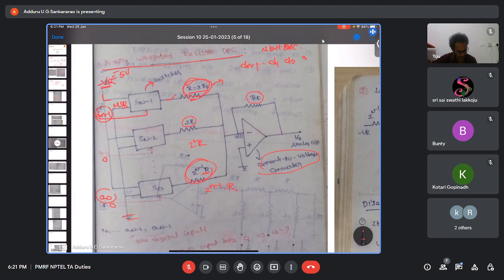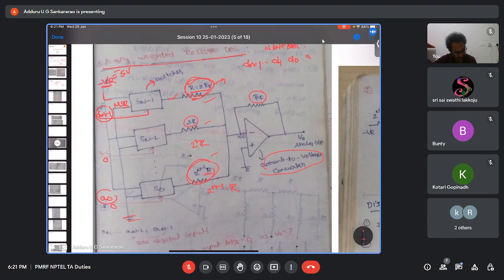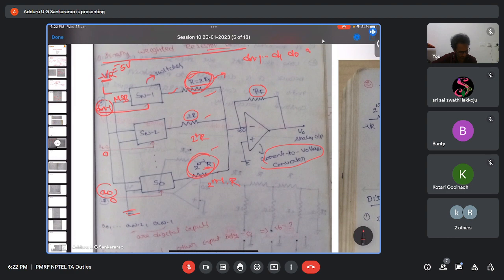If you see here, these resistances are integral multiples of 2: R, 2R, 4R, 8R, up to 2 power n minus 1 into R. That's why it is called a binary weighted resistor DAC, binary weighted 2, 4, 8, like that. Okay. And another thing is, why is this the MSB.